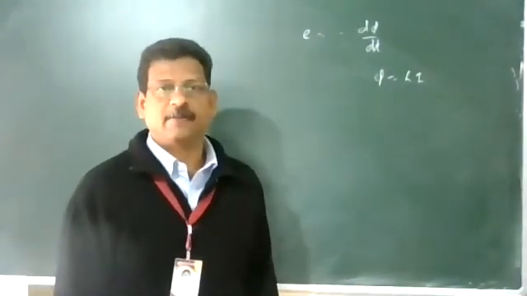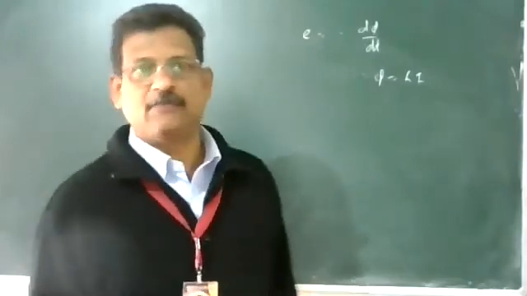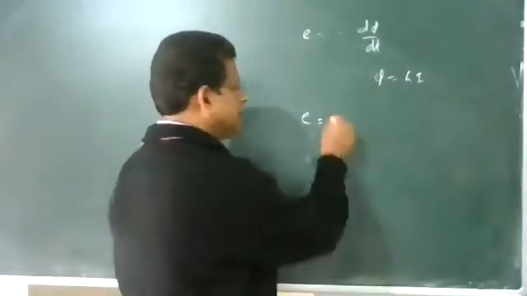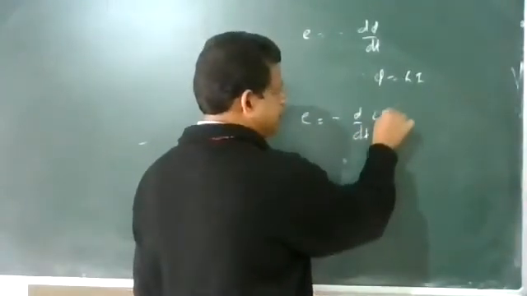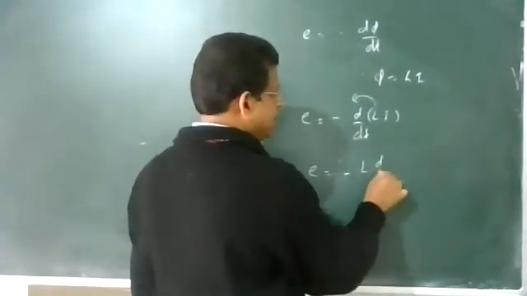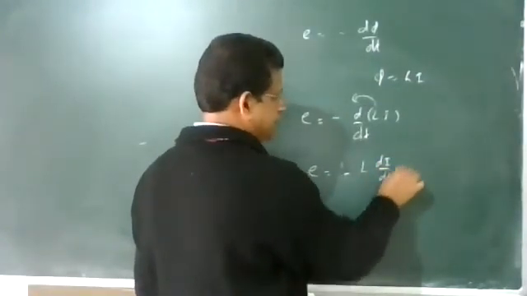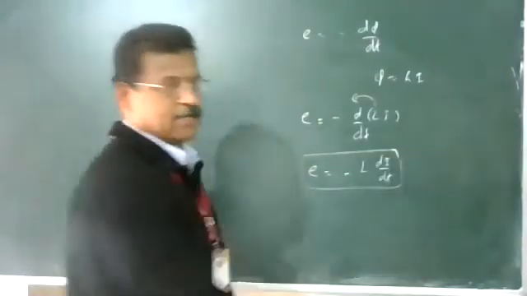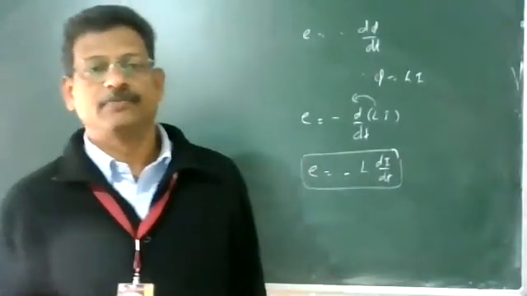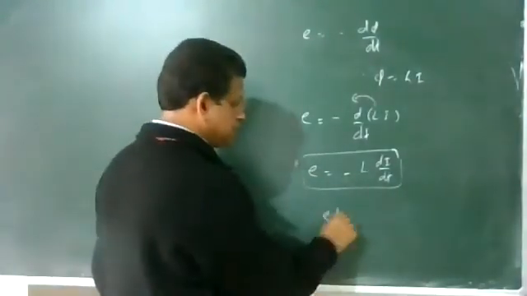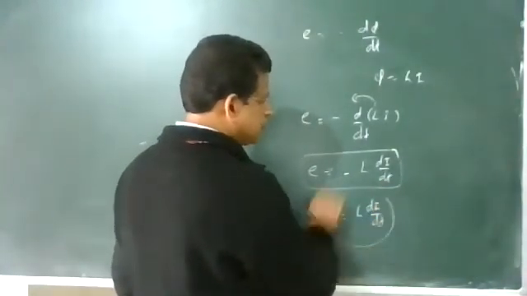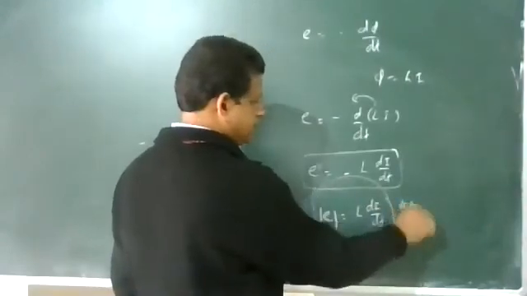E is equal to minus d phi by dt, where phi equal to Li, where L is called self-inductance. So EMF induced during self-induction is given by minus d by dt of L i. L can be taken outside as a constant: minus L di by dt. The negative sign of the equation gives the direction of EMF induced or current according to Lenz's law. The magnitude of EMF induced is E equal to L into di by dt. So it is a very important equation for numericals. Very important.